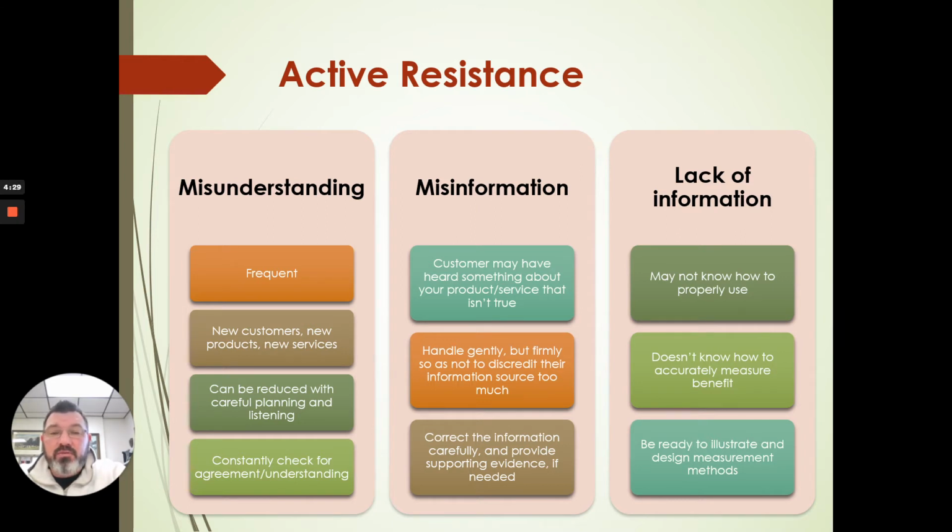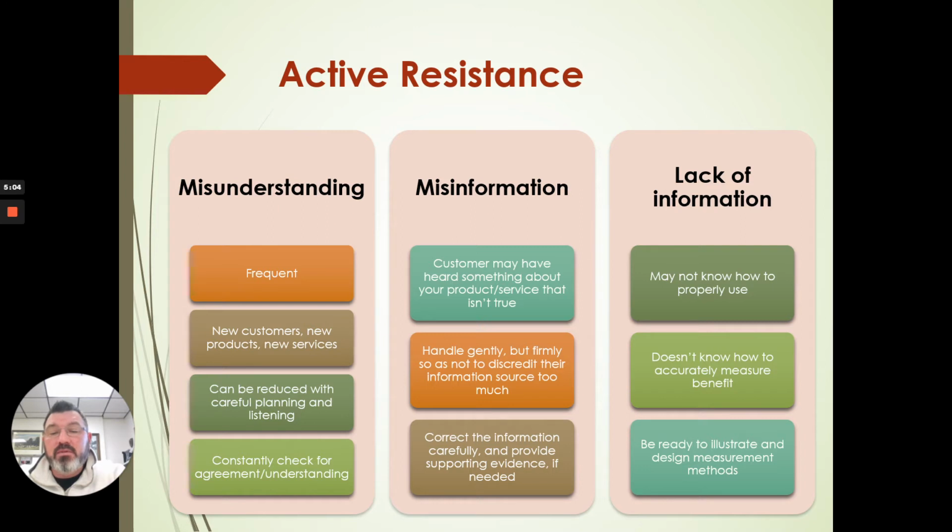So always be careful and handle these gently. Be firm, confident, but gentle, because you don't want to be too crazy about discrediting their source right away, because it may be someone that they trust quite a bit or highly respect. If you say, that's a really dumb thing, I don't know where you heard that, you don't want to insult them or insult someone that is a trusted resource for them. So correct the information carefully. If you need to provide supportive evidence or back it up with testimony and data, then do so. Be prepared for that.